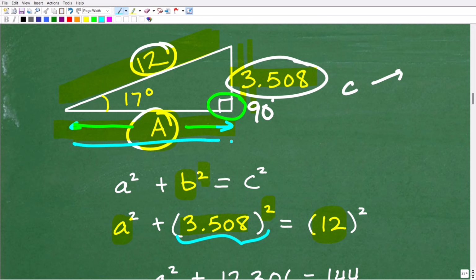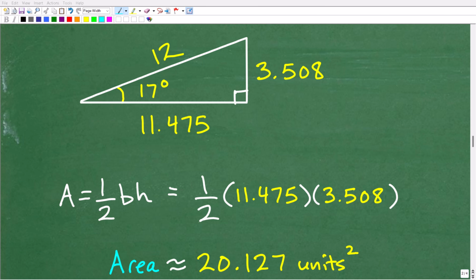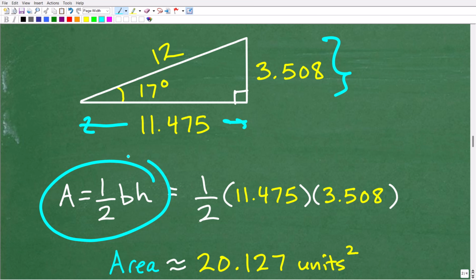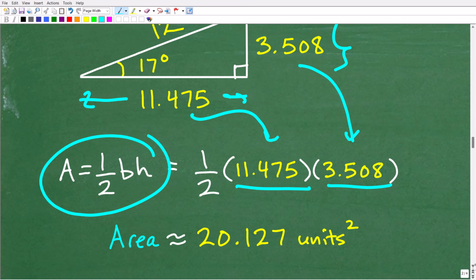So now we have all sides of the triangle. So finally we're ready to find the area of this triangle. Okay, so let's put this all together and get the area of this triangle. So now that we have the base here and the height, all we need to do is use the formula for the area of a triangle. So the area of a triangle is 1/2 base times height. So that'll be 1/2 times the base, which of course is about 11.475 times the height, which is about 3.508.